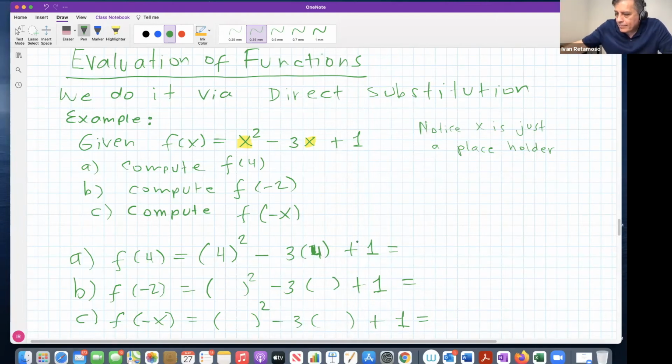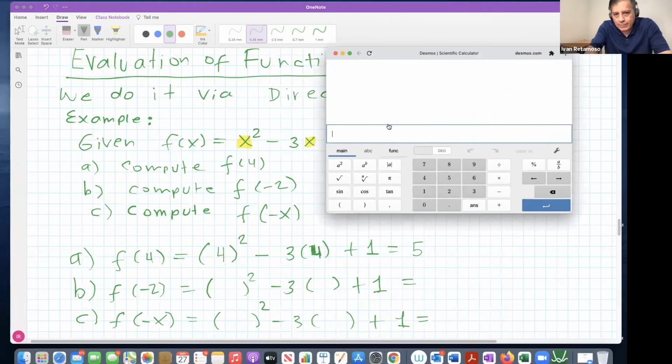Now, in case the numbers are not friendly, could be in your homework or maybe on the examinations, I was able to do this in my mind, but in cases the numbers are big, heavy, difficult to deal with, use your calculator. We have our Desmos scientific calculator, or use any scientific calculator you have at hand. And do this: square, minus 3 times 4, plus 1. I'm using parentheses to emphasize the fact that x is just a placeholder. Yeah, I got 5.